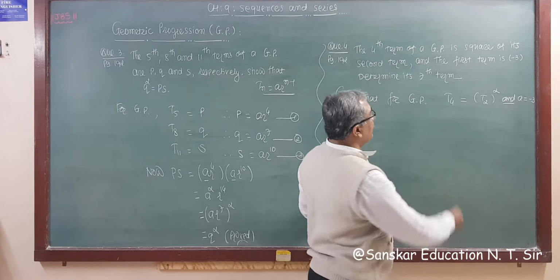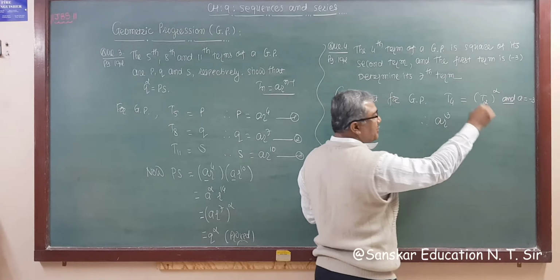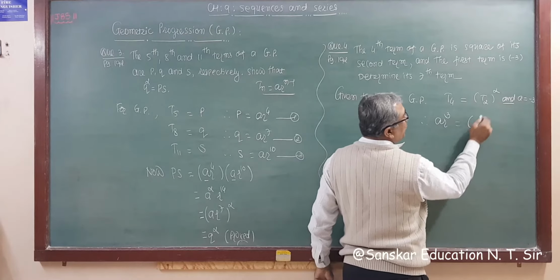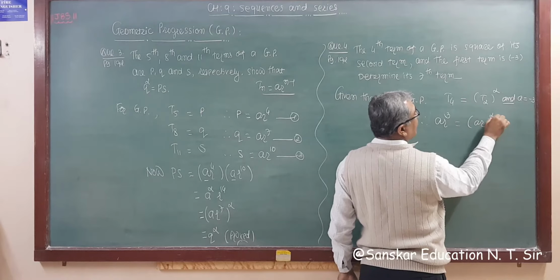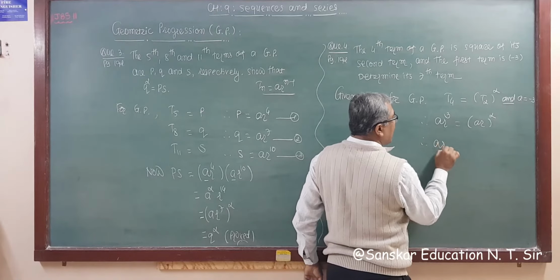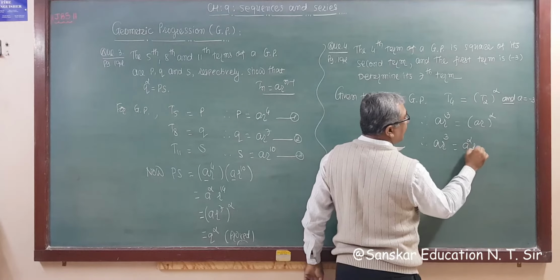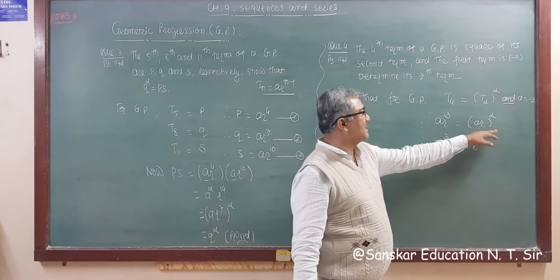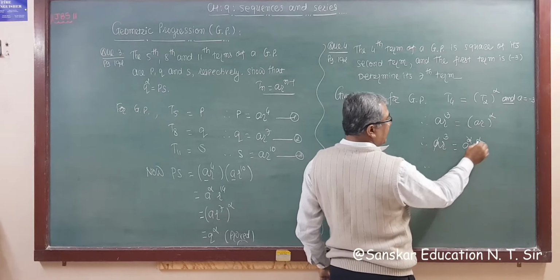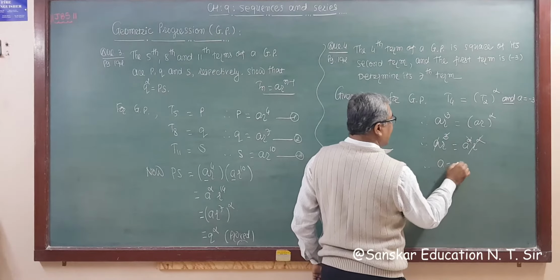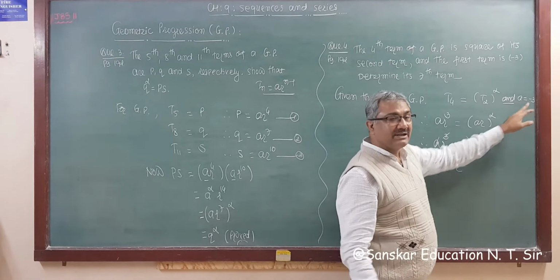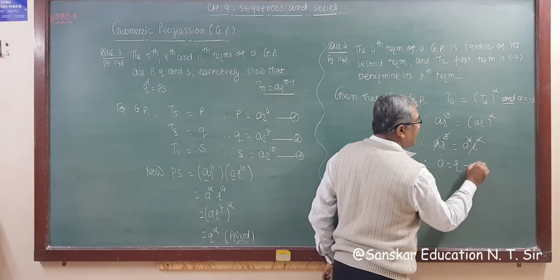Now T4 means A R raised to 3 for a GP, because we are given the condition for a GP. This is equal to T2 squared, and the second term is AR, whole square. So AR cube is equal to A square R square. In this, one A will be cut and one R will be cut. So we get R is equal to A. So both A and R are the same. And what is given? A is equal to minus 3. So the answer is minus 3.